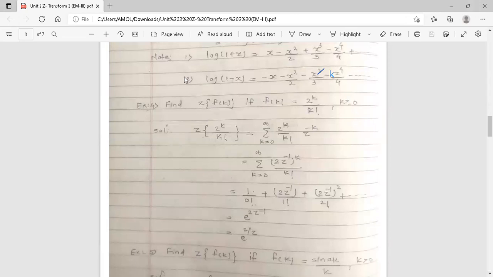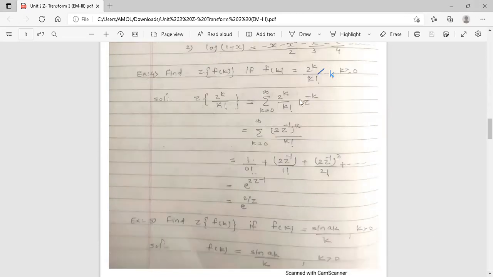Now the fourth example is: find the Z transform of f of k if f of k is equal to 2 raised to k upon k factorial when k is greater than or equal to 0. Again use the definition of Z transform. Z transform of 2 raised to k upon k factorial is equal to summation of 2 raised to k upon k factorial into z raised to minus k, where k varies from 0 to infinity. Okay. Here f of k is 2 raised to k upon k factorial. Now you take k common.